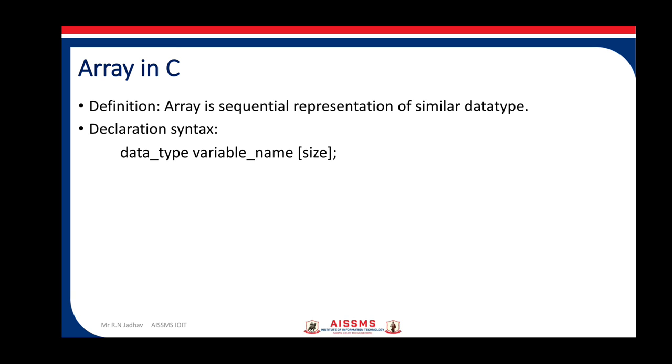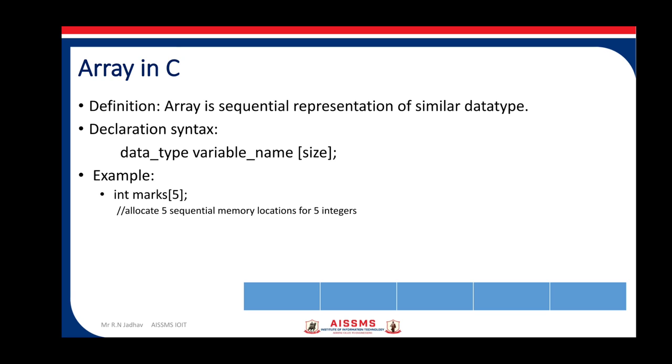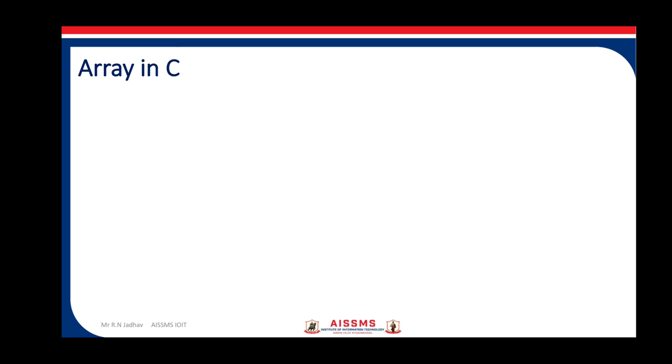The syntax is data type, name of the variable, and we have to mention the size of the array. For example, int marks[5], where int is the data type, marks is the name of the variable, and size is 5. So what will this statement do? It will allocate 5 sequential memory locations for 5 integers in this way. So 5 locations are reserved and this will be named marks. We can also declare the array for characters, floats, and different data types.